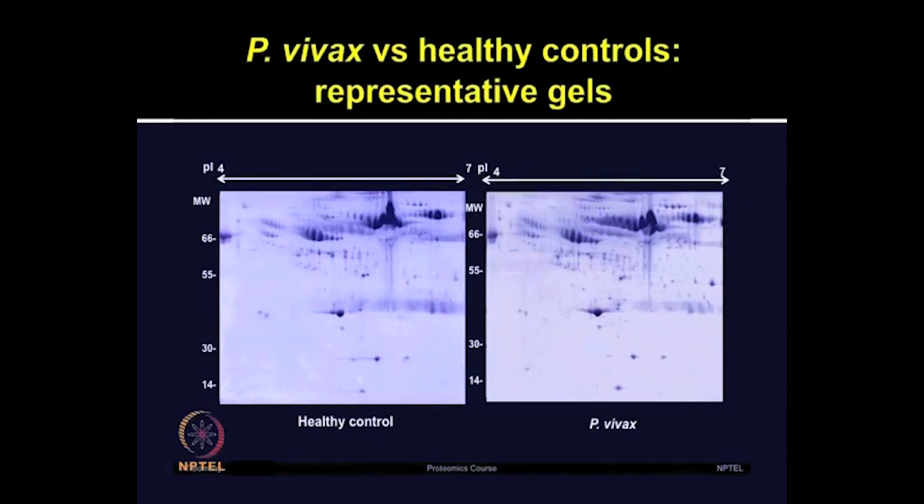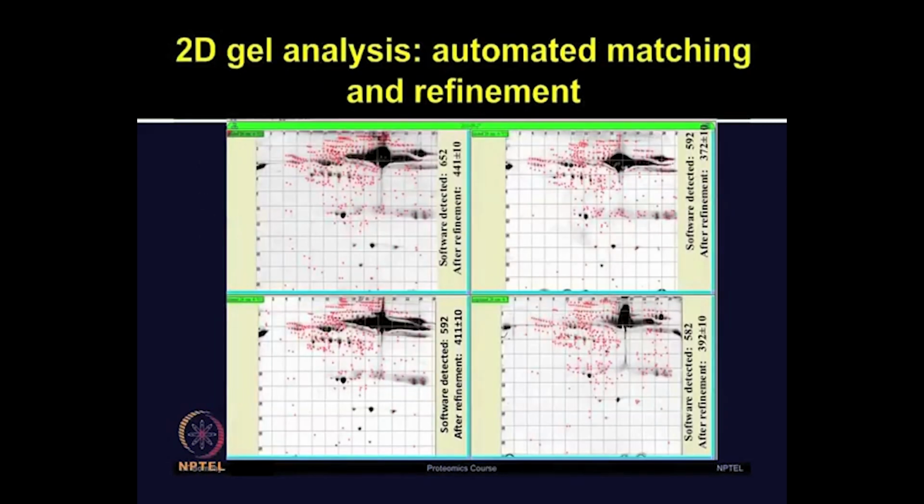These samples, as you can see, were showing a large number of protein spots resolved on these gels, and after separating these protein samples on these 2D gels from various patients and controls, the most challenging task was the data analysis. So, automated matching as well as manual refinements were performed to obtain how many spots are significantly modulated due to vivax infection.